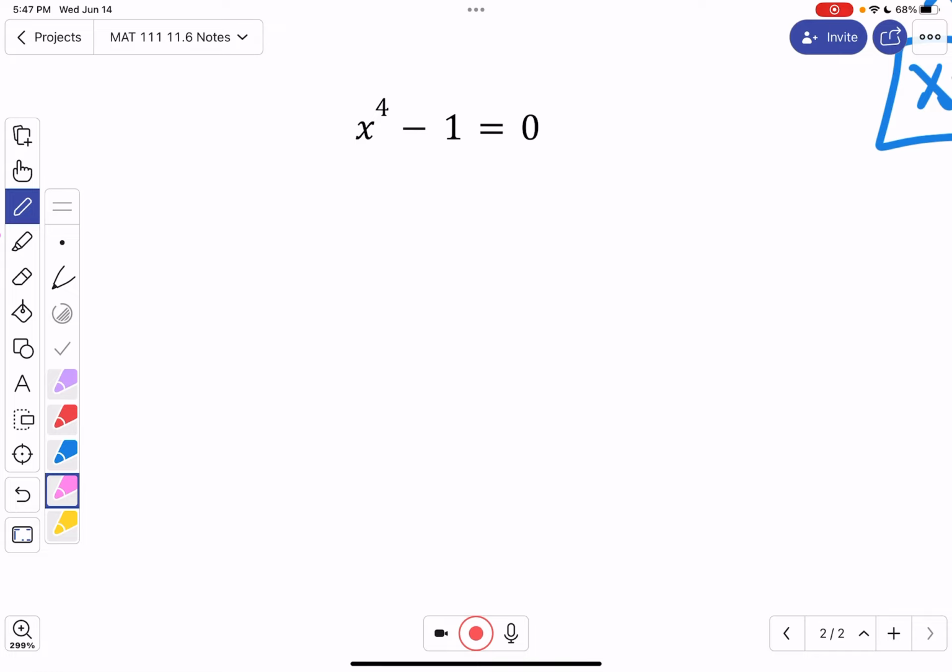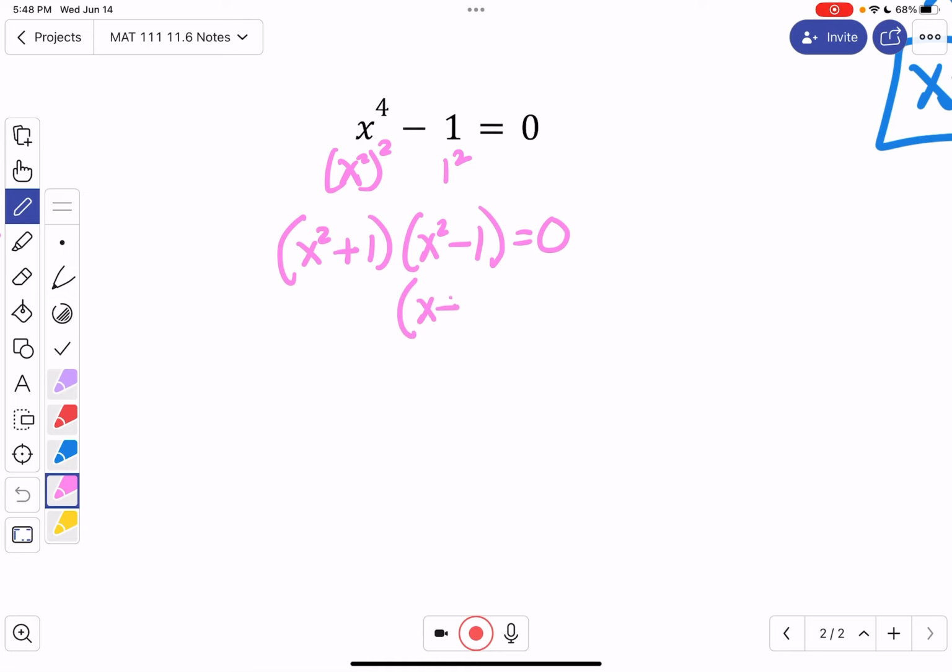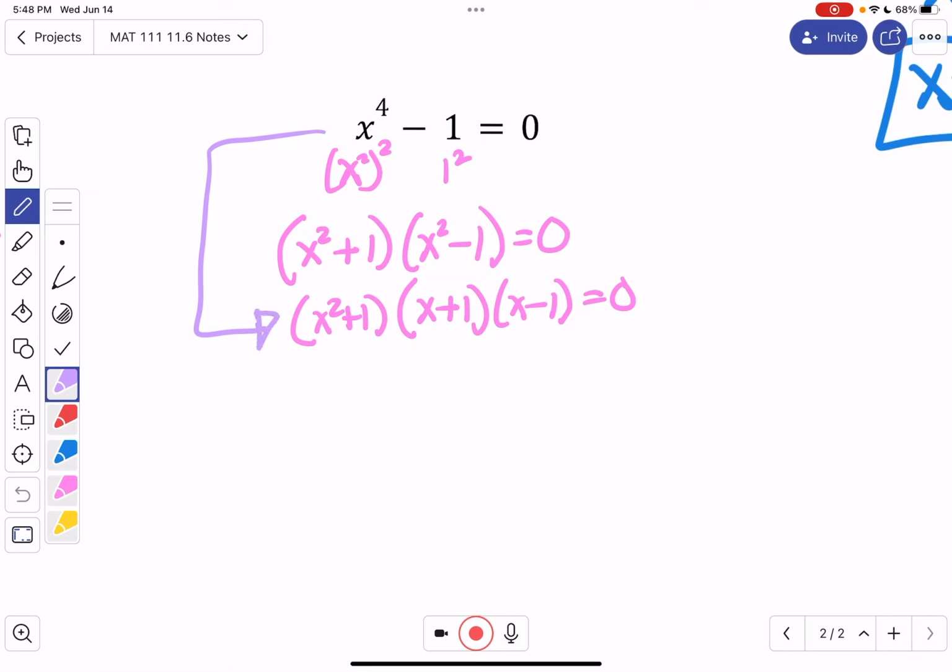Now, over here, we don't have a quadratic. We don't have 3 terms, and we don't have a middle one, so we can't do that. But we do have a difference of squares. X to the 4th is x squared squared, and 1 is 1 squared. So we can rewrite this as a difference of squares with x squared plus 1 and x squared minus 1. The x squared minus 1 can be broken down into another difference of squares. So if I factor this whole thing, I end up with x squared plus 1, x plus 1, and x minus 1. Now I can solve each of those.